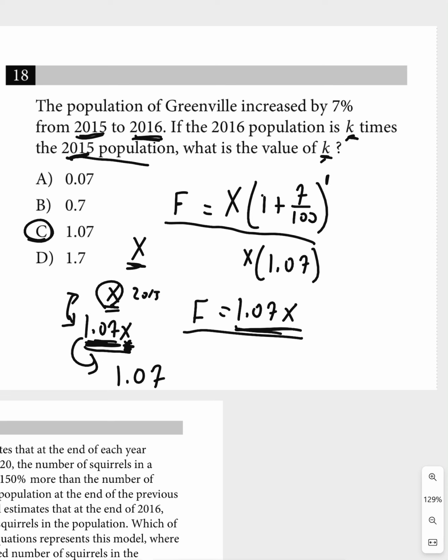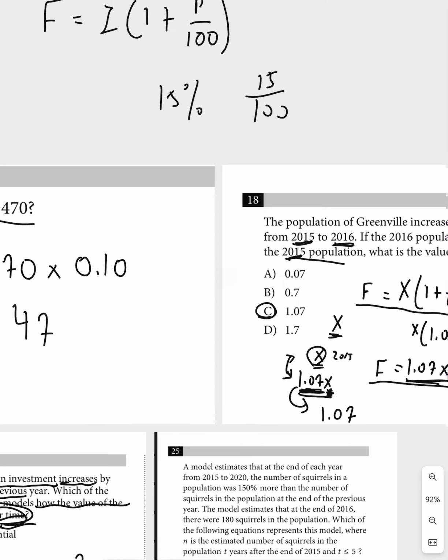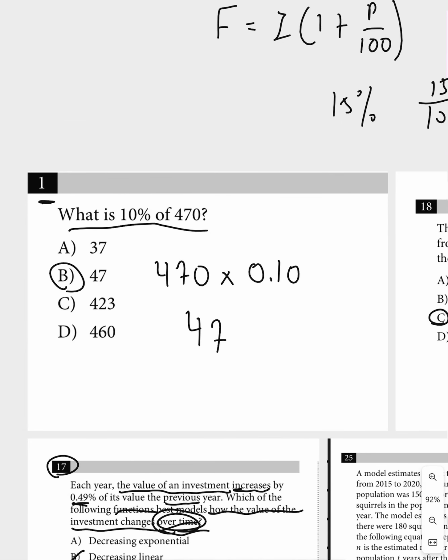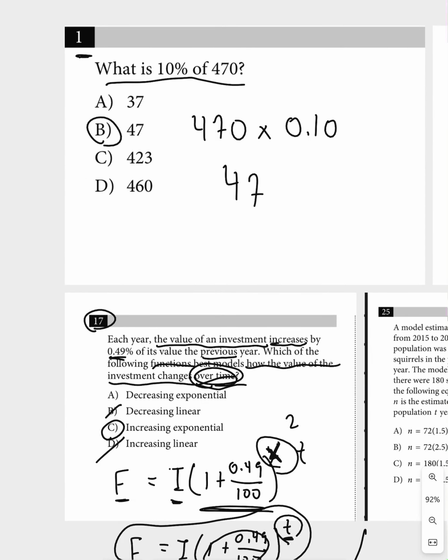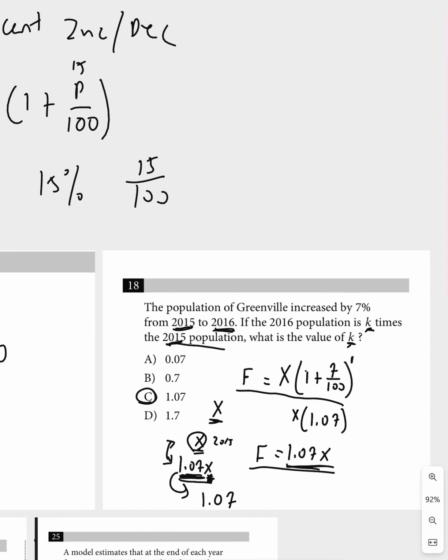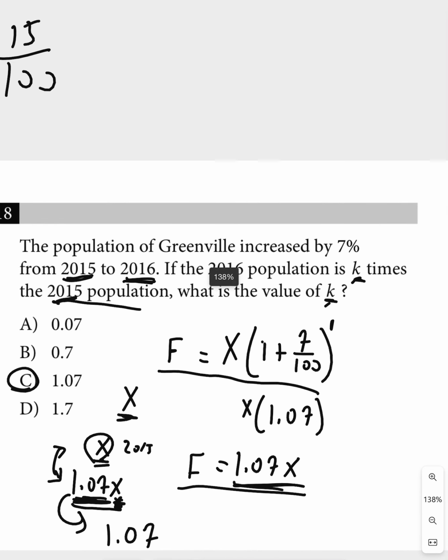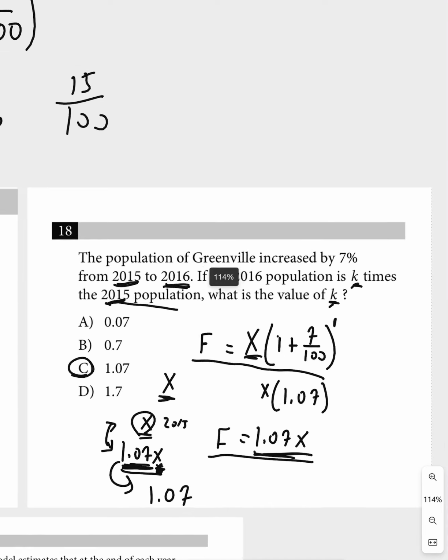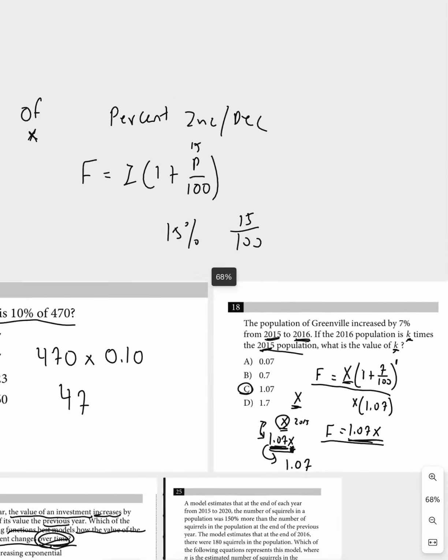Yep. These are some of the percentage questions that I have found. Number 17, I think it's a little bit harder. Number 18, you gotta get used to using variables because you can't always plug in numbers. Yep, I hope this helped.